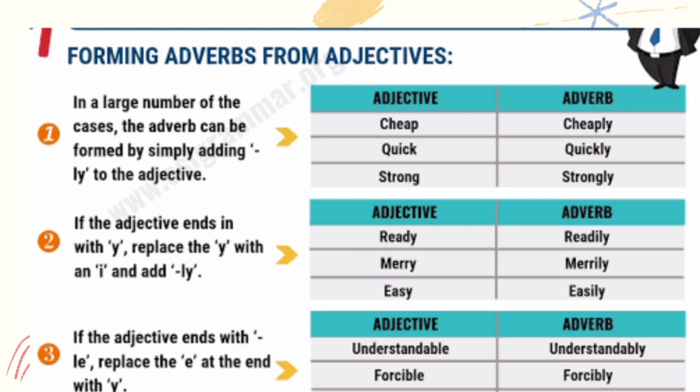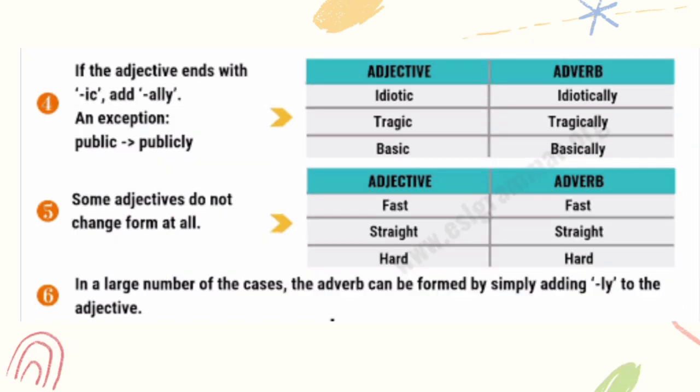Okay, this is forming adverbs from adjectives. First, in a large number of the cases, the adverb can be formed by simply adding ly to the adjective. Quickly. Second, if the adjective ends with y, replace the y with an i and add ly. Easily. Third, if the adjective ends with le, replace the e at the end with y. Okay, kids? Understandable, understandably. Next, kids, if the adjective ends with ic, add ally, with an exception, publicly. Tragic, jadi tragically, basically. Some adjectives do not change form at all: fast, late, hard.